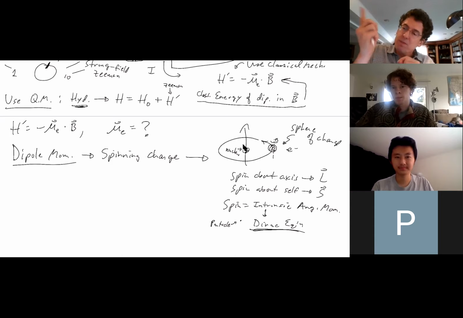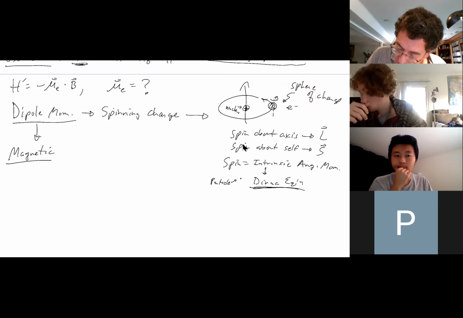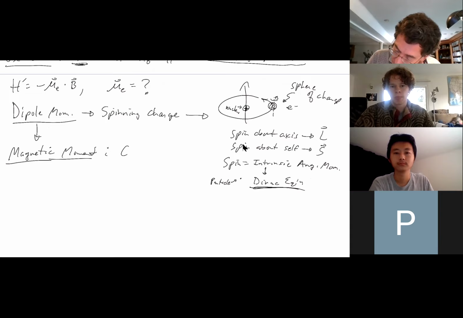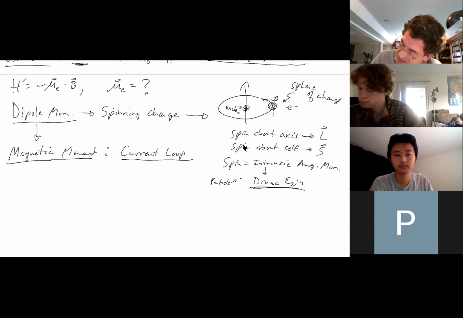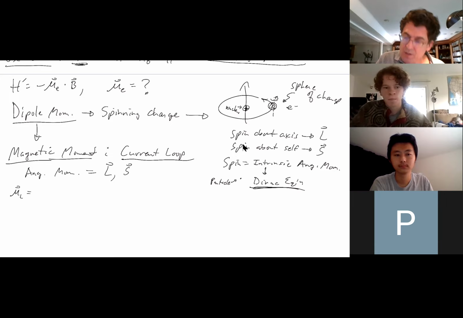The reason I say that is because the angular momentum leads to a magnetic moment. When charge is flowing in a circle, it's really easy to understand where the magnetic moment comes from, because it's a current loop. So I have an orbital angular momentum and a spin angular momentum. The magnetic moment that comes from the orbital angular momentum is really easy to understand because it's just the electron moving like a loop of current.